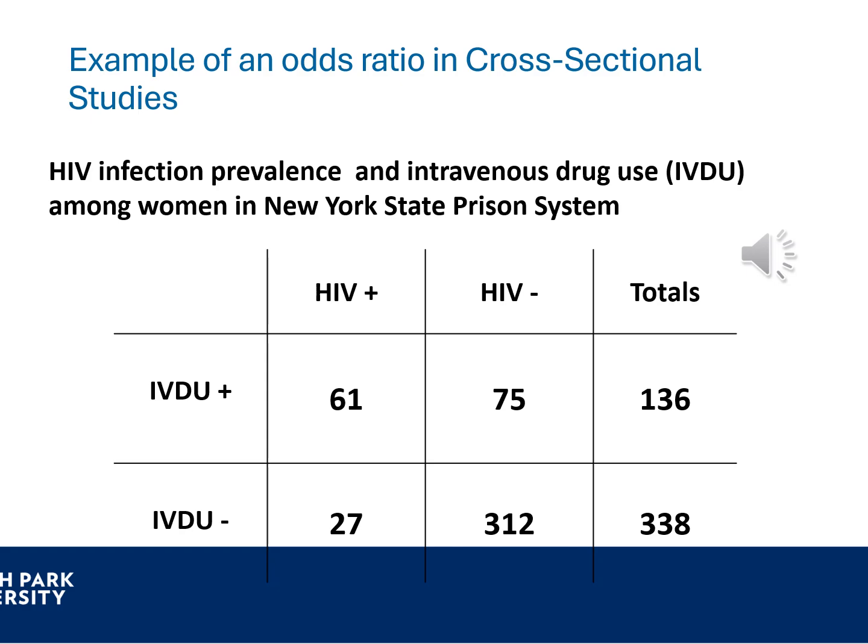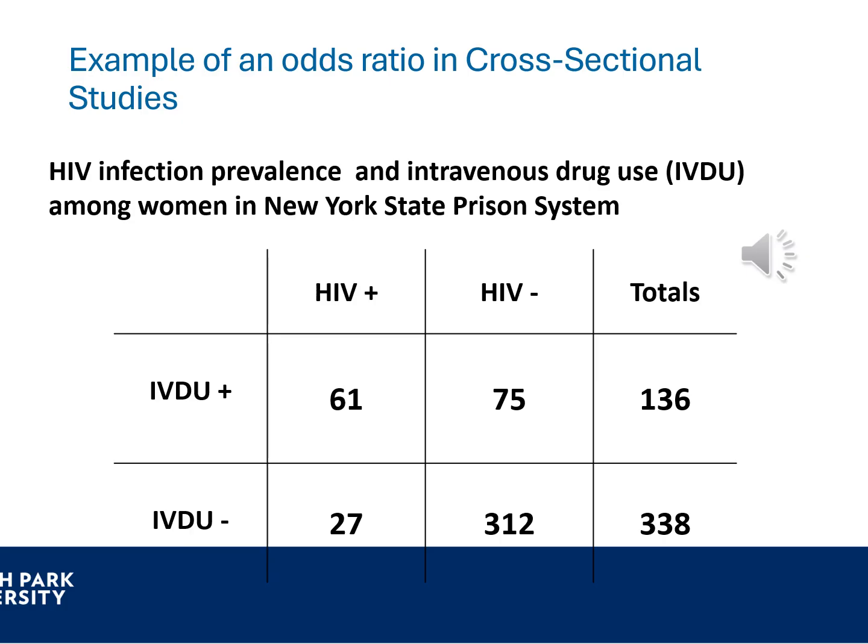get 61 times 312, which ends up, by the way, being 19,032 for the numerator. And then if you multiply 27 by 75, you get 2,025. You can do the math, by the way, with your own calculator, so cross multiplying both of those. And then if you divide the numerator by the denominator, the odds ratio is 9.4.